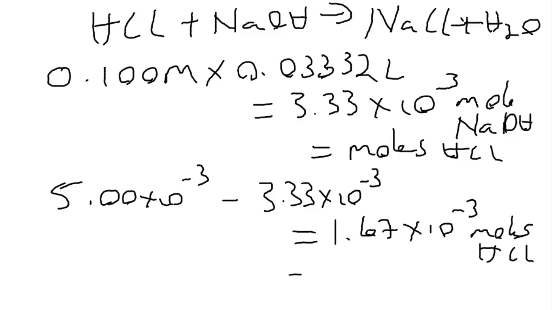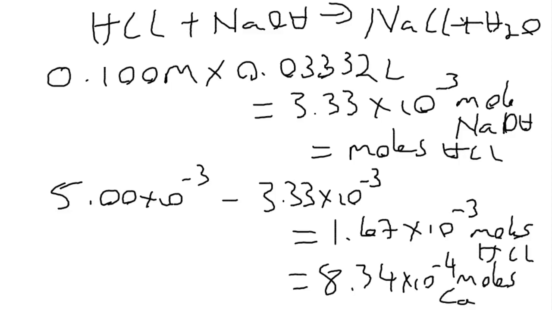Now remember that reacted in a 1-to-2 ratio with calcium carbonate. So 2 moles of HCl with 1 calcium carbonate, so we're going to have to divide that by 2. So that gives us 8.34 times 10 to the minus 4 moles of calcium carbonate. So we know how many moles of calcium carbonate were in the original sample. Now we just need to get that into mass, so we can get a mass percent.